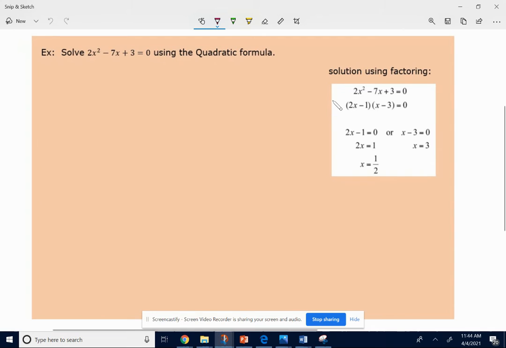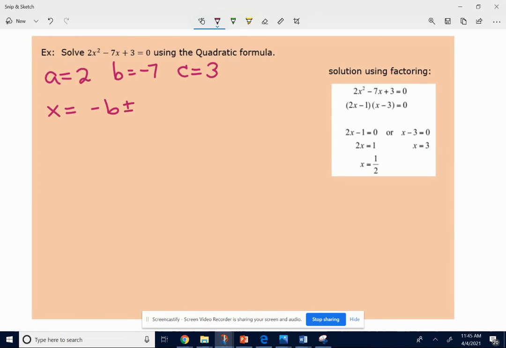First thing I would do is figure out what a, b, and c are. A is the number in front of x squared. It's 2. B is the number in front of x. It's a negative 7. C is the number with no x. It's 3. So all I'm going to do is put all of these numbers into this formula, and simplify.